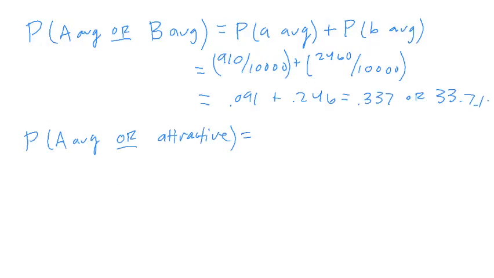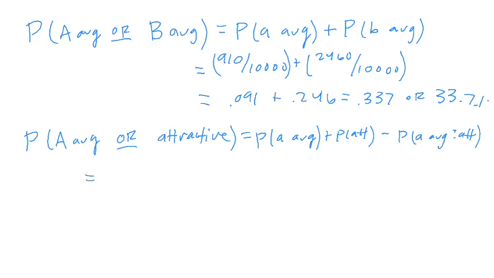So let's go ahead and try calculating this out. All right, let's think about how we would set this up. So we would need P of the A average probability here, plus the P for attractive. I'll just go ahead and abbreviate that. Then we're going to subtract the probability of A average and attractive. Okay, all right, so let's go ahead and give that a shot.